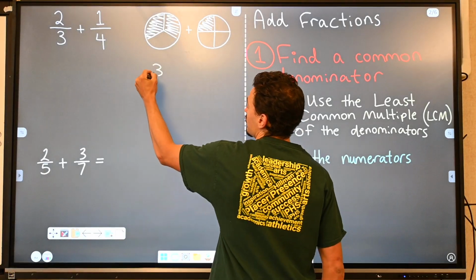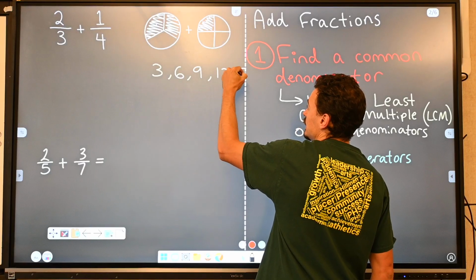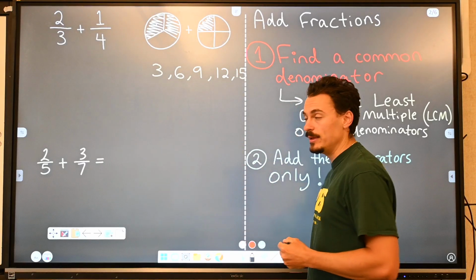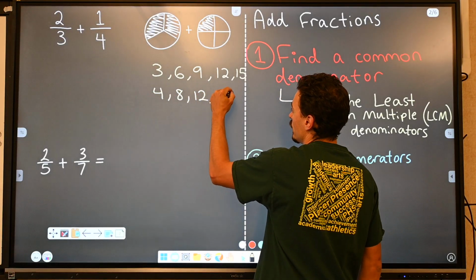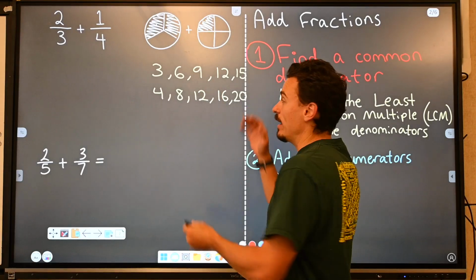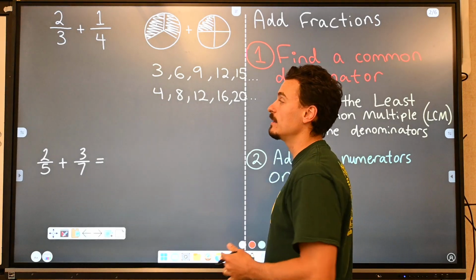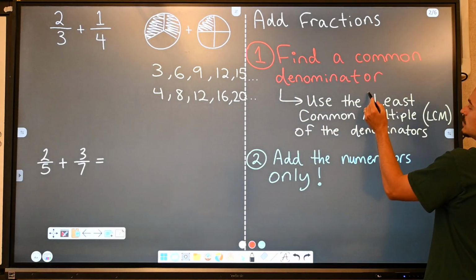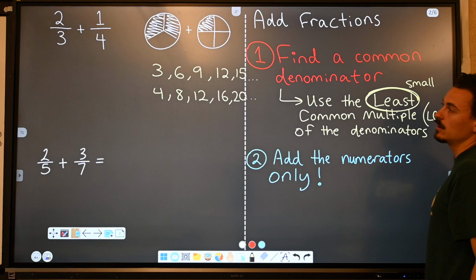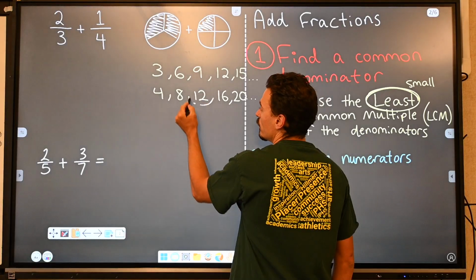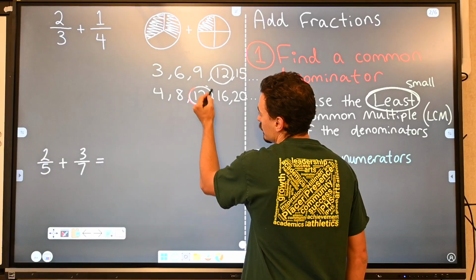So if I looked at my 3's, I have 3, 6, 9, 12, 15. So those are my 3's. And then my 4's are 4, 8, 12, 16, 20. And that list goes on forever. Okay, but right now we can see that the least common multiple, we want the smallest common multiple in the list, is going to be 12. Which means that this is going to be our common denominator in red.